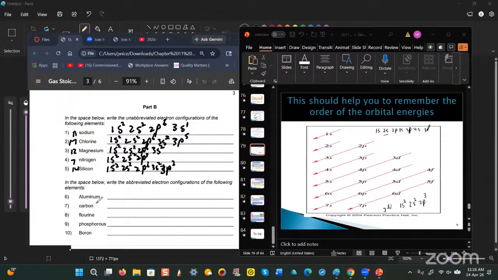All right. Now the second part is asking for the abbreviated version. So what I would do, I would write down first the full electronic configuration, and then from there figure out what the abbreviated version is, right? So let's start off with aluminum, which has an atomic number of 13, right? So the full electronic configuration will be 1s2, 2s2, 2p6, 3s2, 3p1, right? That would be the electronic configuration of aluminum.